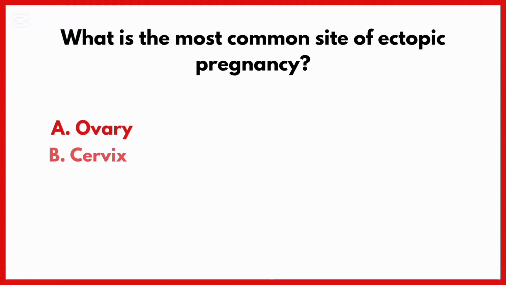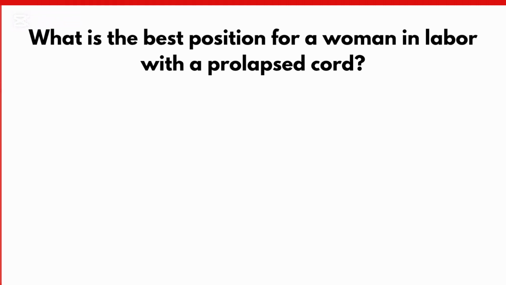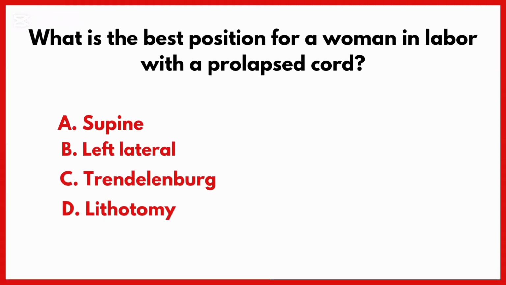What is the most common site of ectopic pregnancy? Correct answer is option C, fallopian tube. What is the best position for a woman in labor with a prolapsed cord? Correct answer is option C, Trendelenburg.